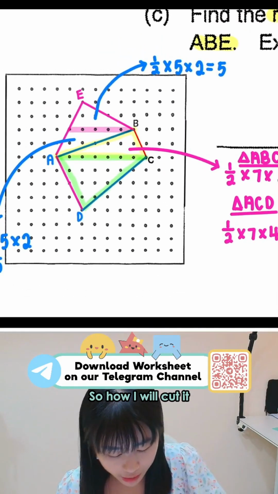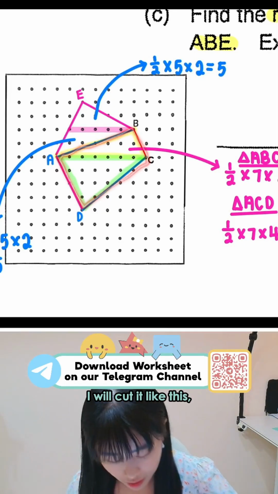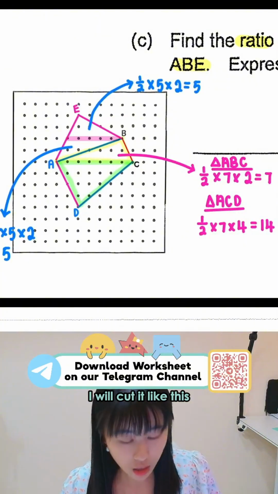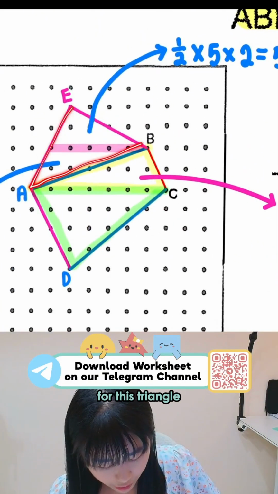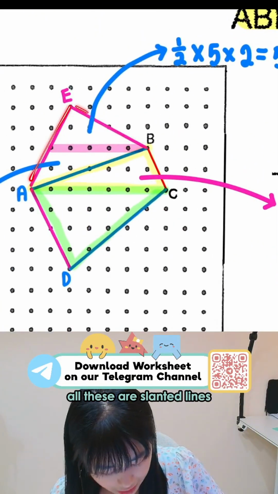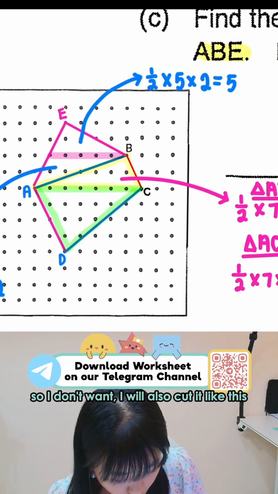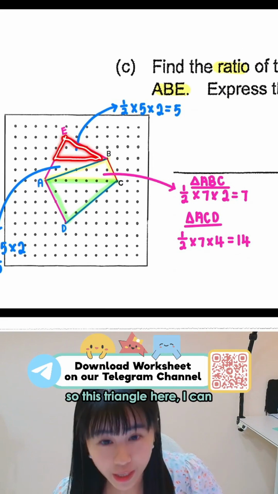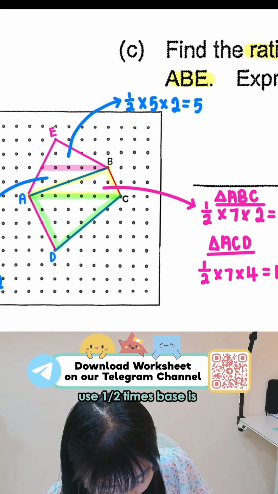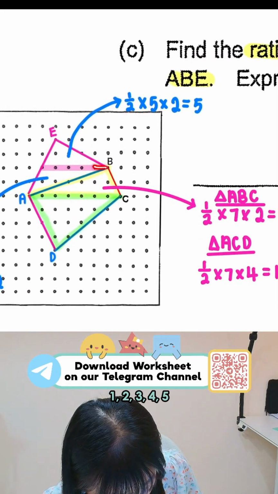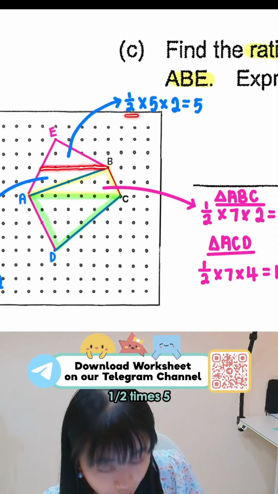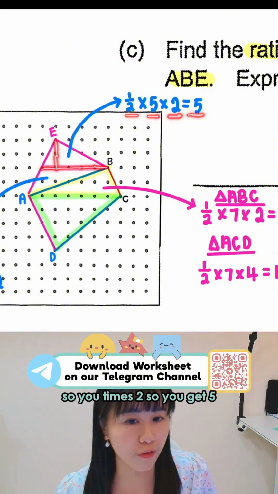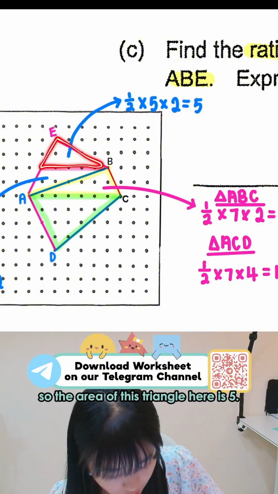So how I will cut it is, this trapezium, I will cut it like this. You see the green color part and the yellow color part. I will cut it like this. Likewise, for this triangle, because all these are slanted lines, I will also cut it like this, with a horizontal part. So for this triangle here, I can use half times base, which is 1, 2, 3, 4, 5. Half times 5. The height is 1, 2. So we times 2, so you get 5. So the area of this triangle here is 5.